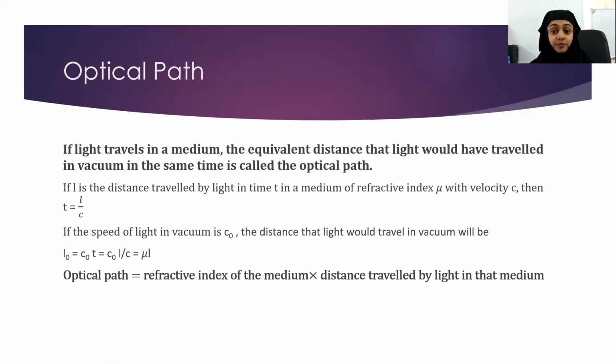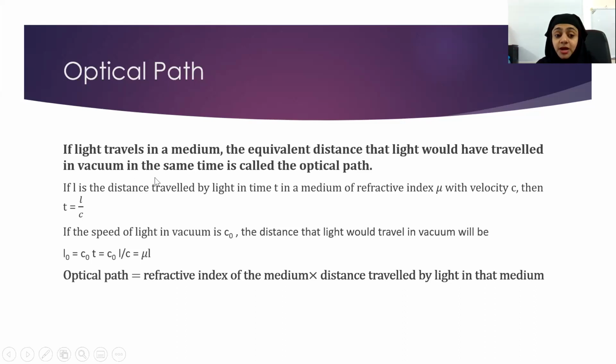Is that clear? So whenever we are using Fermat's principle and when light is traveling in a medium, we have to consider the optical path, not the actual path or not the actual distance traveled by light. We will always consider the optical path. We will get it by multiplying the refractive index of the medium with the distance traveled by light in that medium. So this you have to remember.